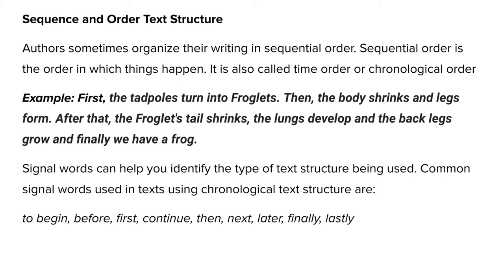Sequence and order. This we're pretty familiar with. So a first, then, next, last structure. Talking about how things go in a sequence. And this text focuses on how a tadpole turns into a frog. First, the tadpoles turn into froglets. Then the body shrinks and legs form. After that, the froglet's tail shrinks, the lungs develop, and the back legs grow. And finally, we have a frog. And then the different signal words that can help you identify this text structure include to begin, before, first, continue, then, next, later, finally, and lastly.